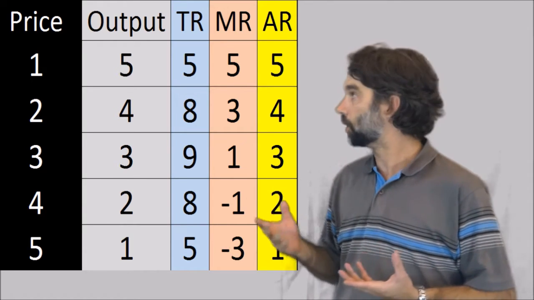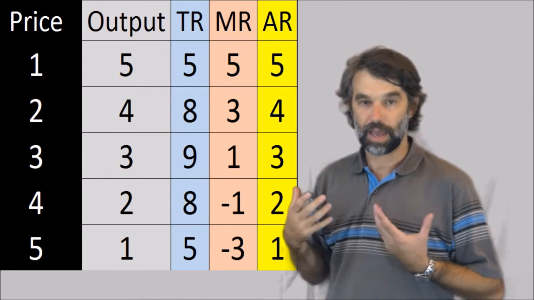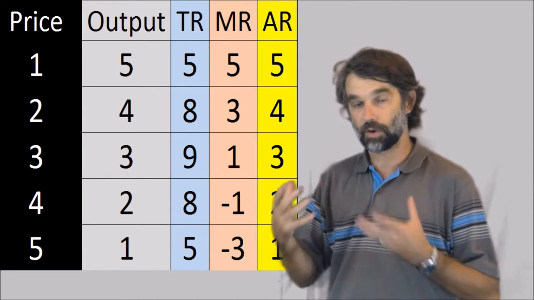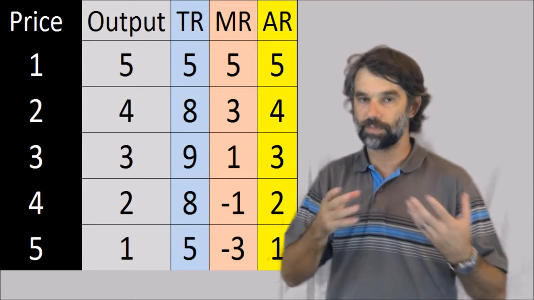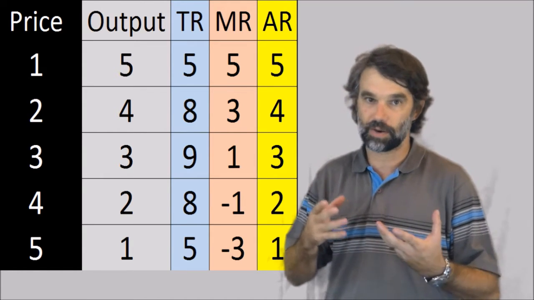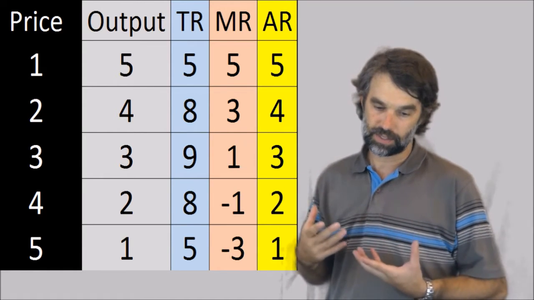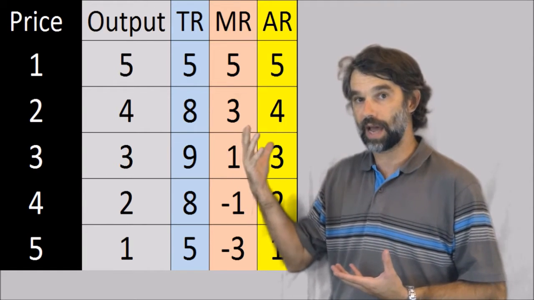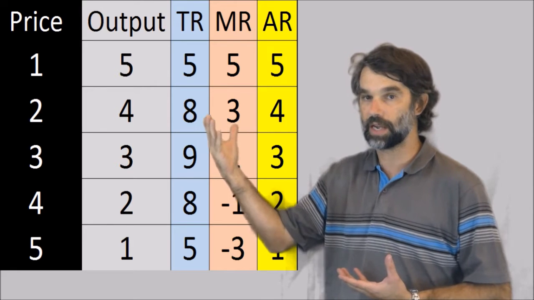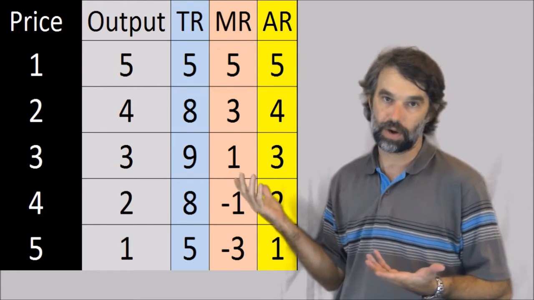The last number we want to look at is average revenue. And average revenue is simply taking the total revenue and dividing it back by the output. So it's going a little bit backwards, but sometimes we have to get there a different way. So what we can see is that the average revenue, when output is 3, total revenue is 9, we divide it by the output of 3 to get average revenue of 3.